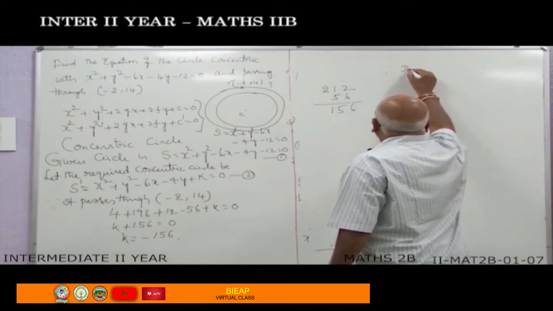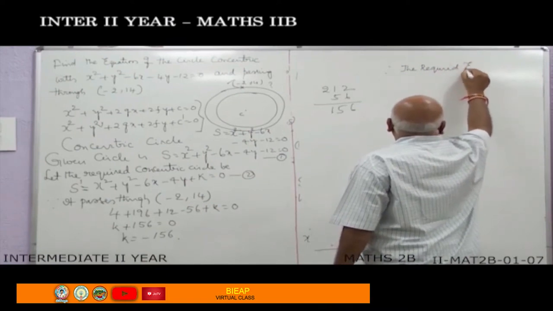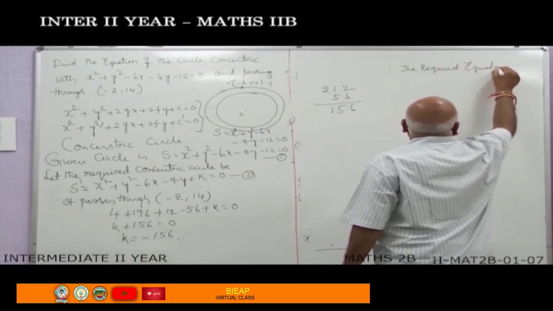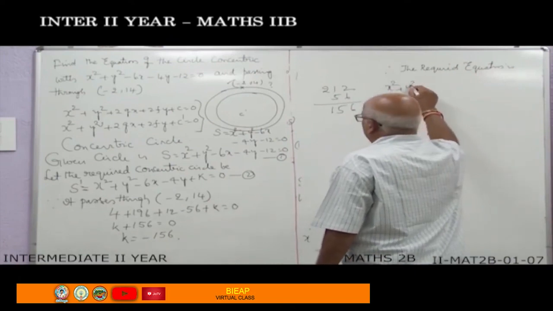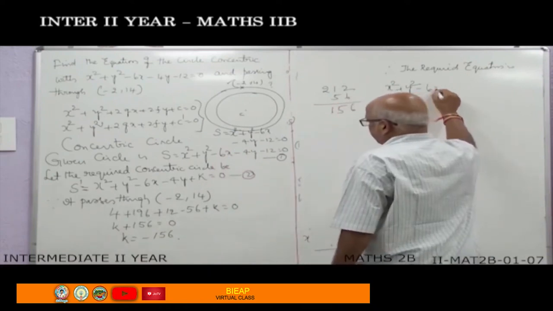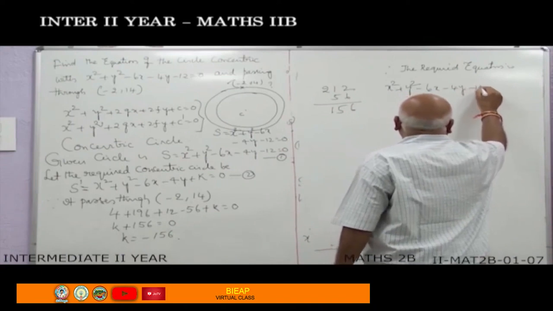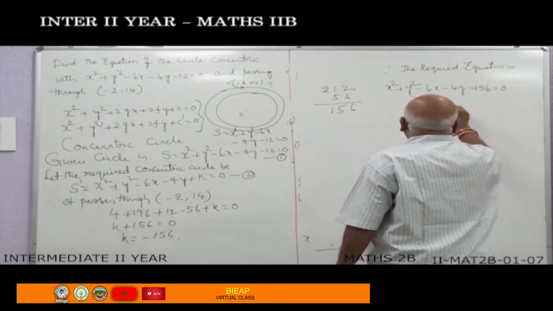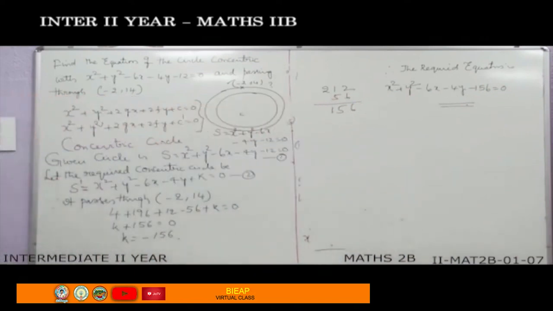Therefore, the required equation is x square plus y square minus 6x minus 4y, in the place of k minus 156, equal to 0. That is the circle concentric with the given one and passing through the given point.